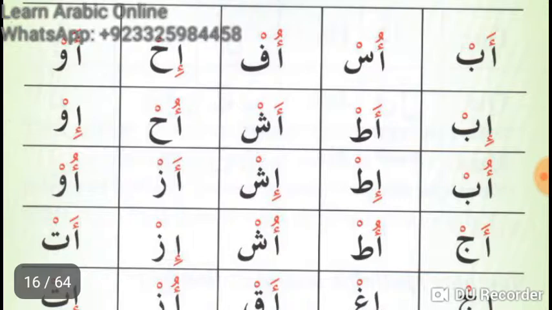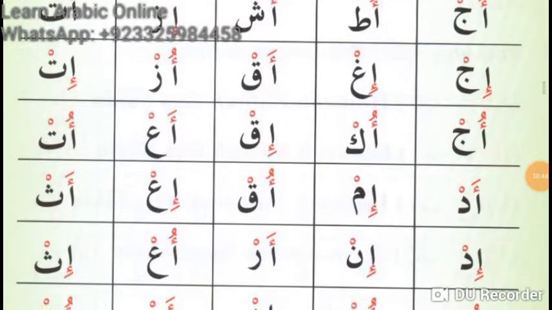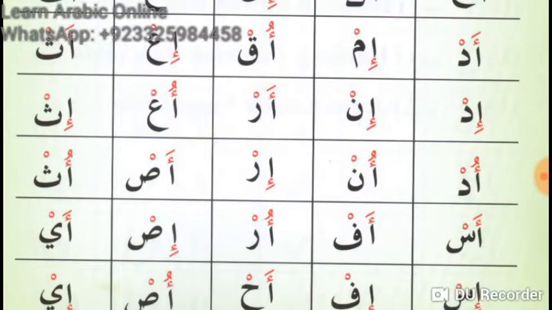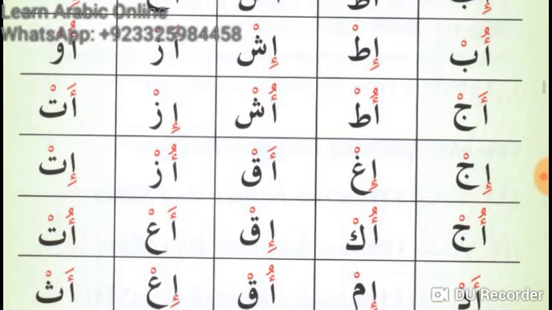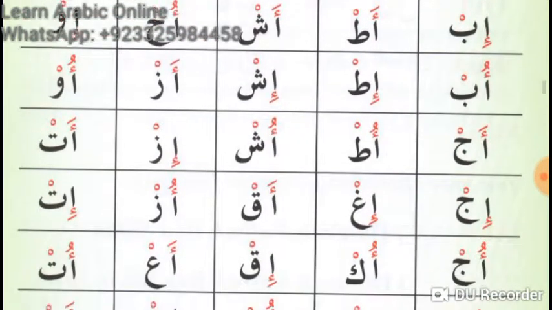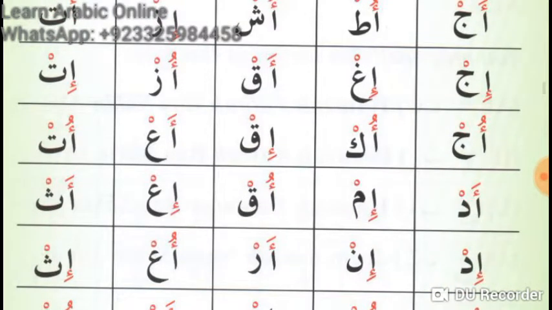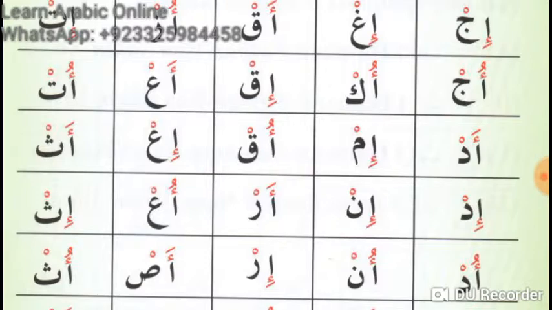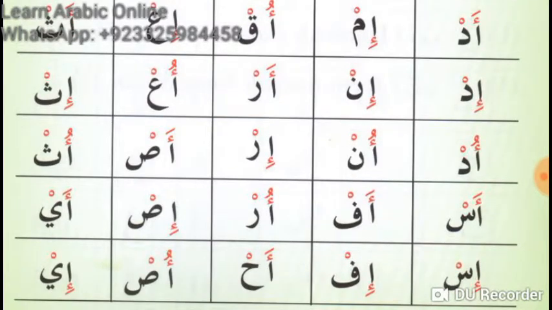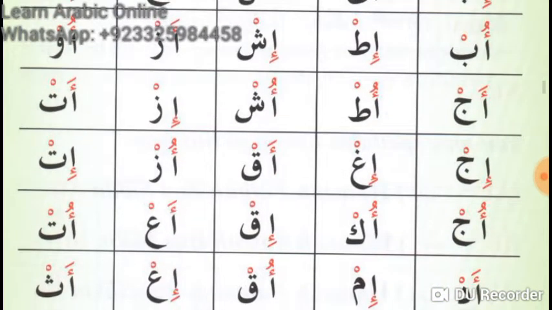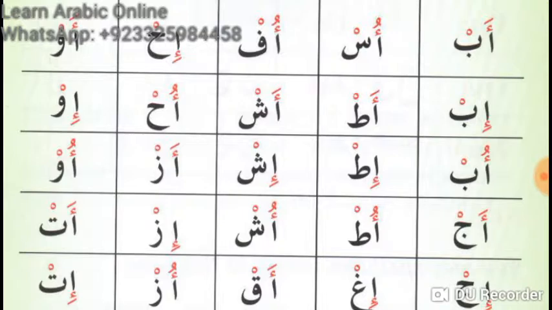So start reading this exercise directly. Ab, ib, ub, like this. Okay. Abu, ibu, ubu, aja, ija, uja, ad, id, ud, as, is, us, at, it, ut, ir, up, im, in, un, af, if, uf, ash, ish, ush.